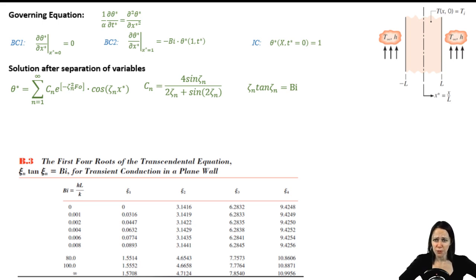Notice that this table starts at some pretty low Biot numbers. Would you use this chart if you had transient conduction in a plane wall with symmetric boundary conditions?